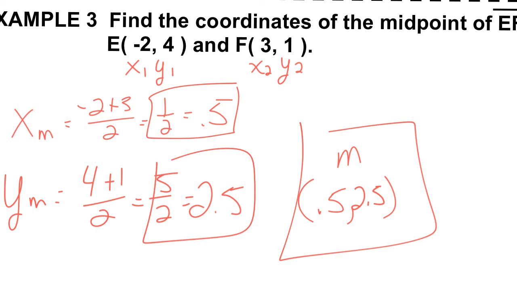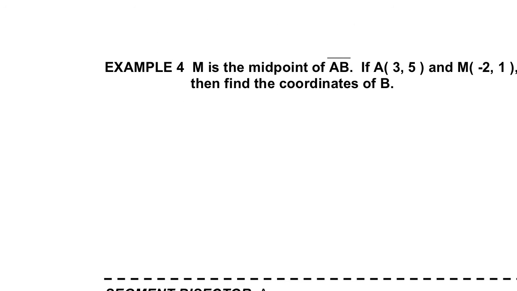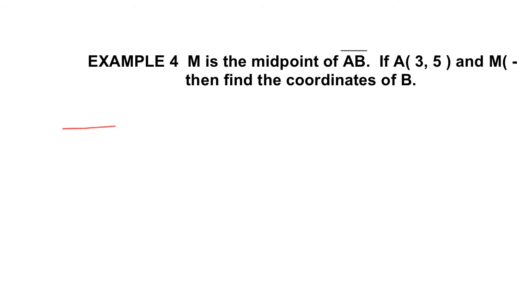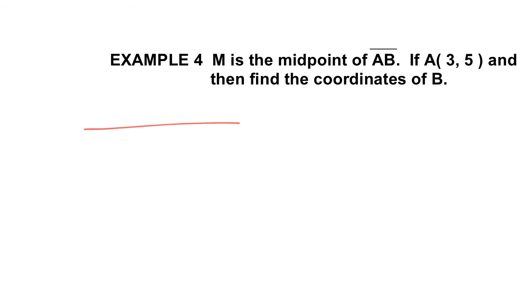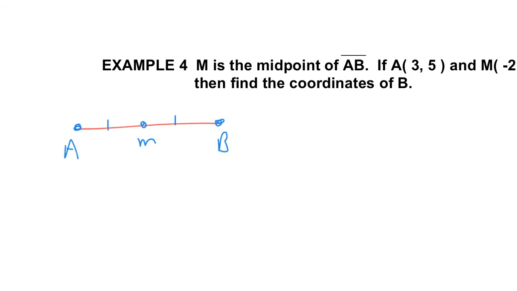All right, guys, let's go to the next page and look at the next graph. It says here that M is the midpoint of AB. Now this one, it's very important to draw a picture because it's changing it up. I know that right here, M, that's the midpoint of AB. So I'm going to go ahead and mark it. That means these two are congruent, right? M is the midpoint of AB.